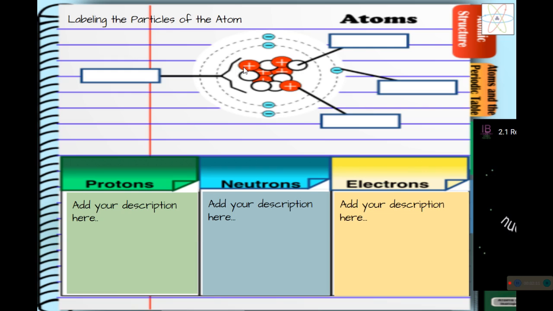So these protons have a weight of 1 AMU. That is a unit of measurement. But let's just say their unit is very, very small, but we want to give them a weight. So we're going to say these two weigh the same thing. The protons weigh 1, the neutrons weigh 1.